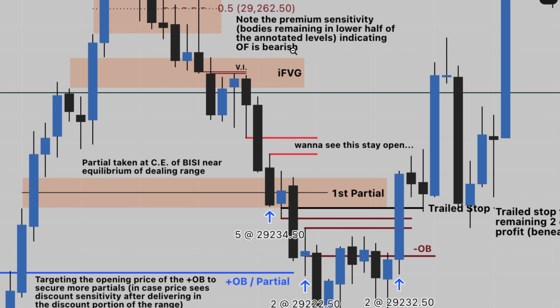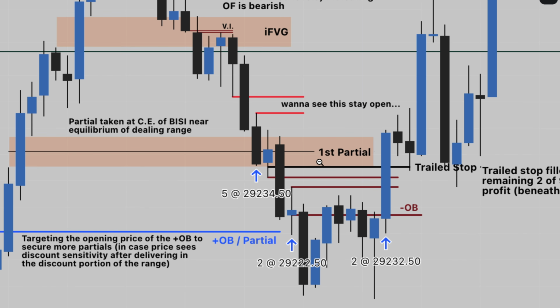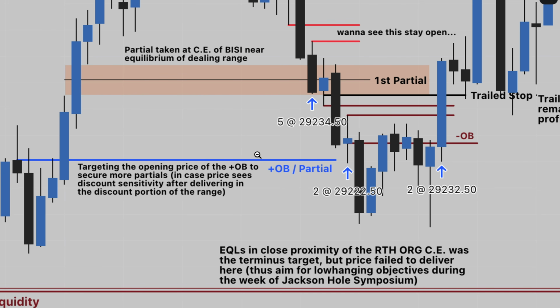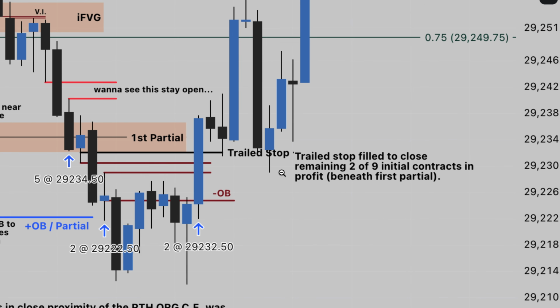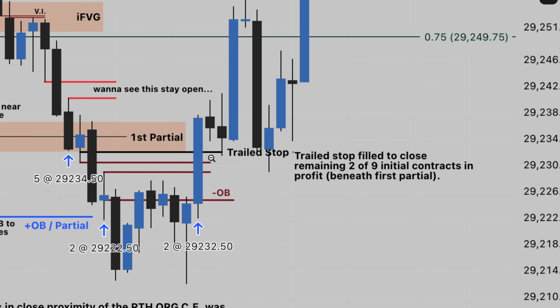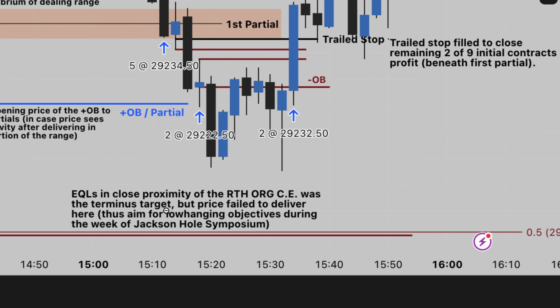I've also written that down, how price is continuously showing premium sensitivity at each PD array, which is indicative of bearish order flow. I can go back and see why I took a partial here, because it's near the equilibrium of the dealing range. So that's the logic that was going through my head at that moment in time. I took 2 more contracts off at the opening price of the bullish order block here, in case price sees discount sensitivity, especially because it's delivering to the discount portion of the range. I have my trailed stop level here as well, annotated, which is where I get stopped out on the remaining 2 of 9 contracts because price failed to reach the terminus.